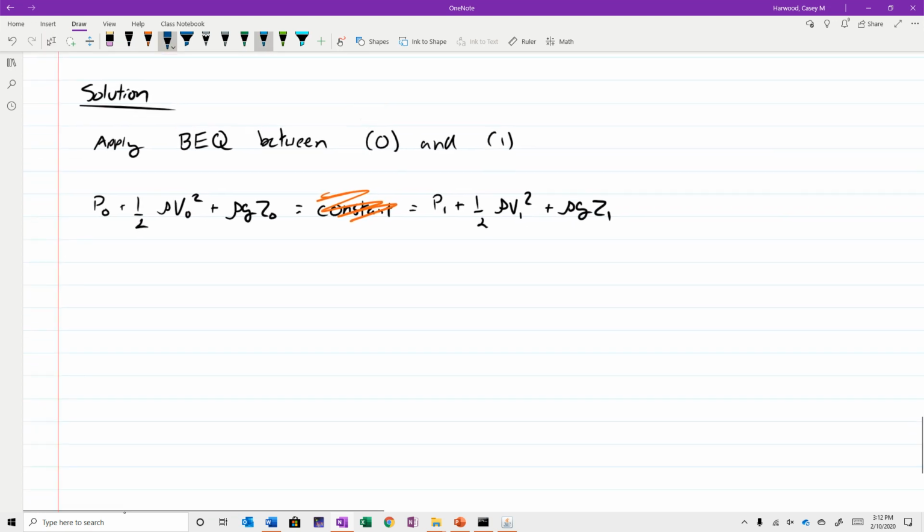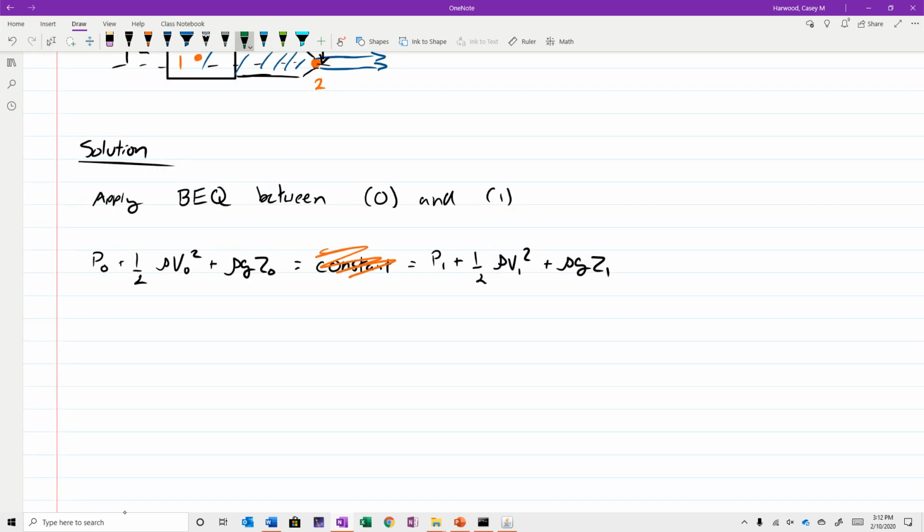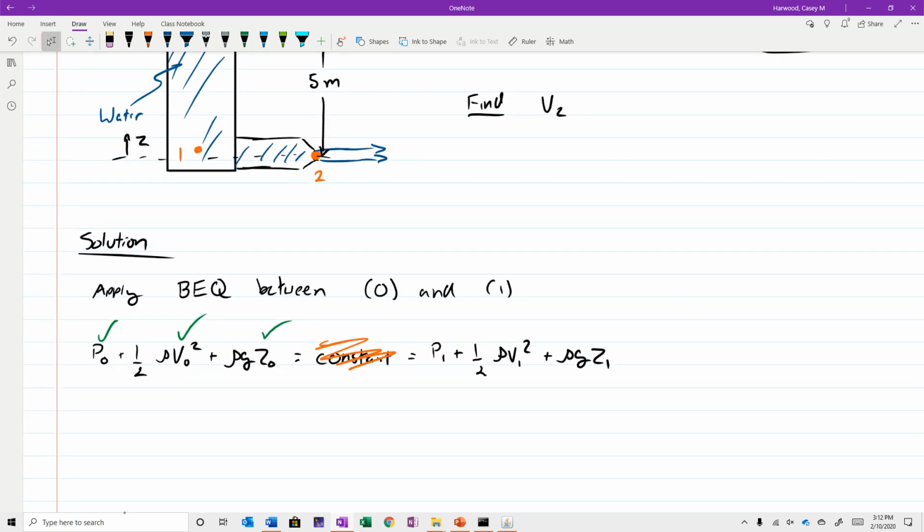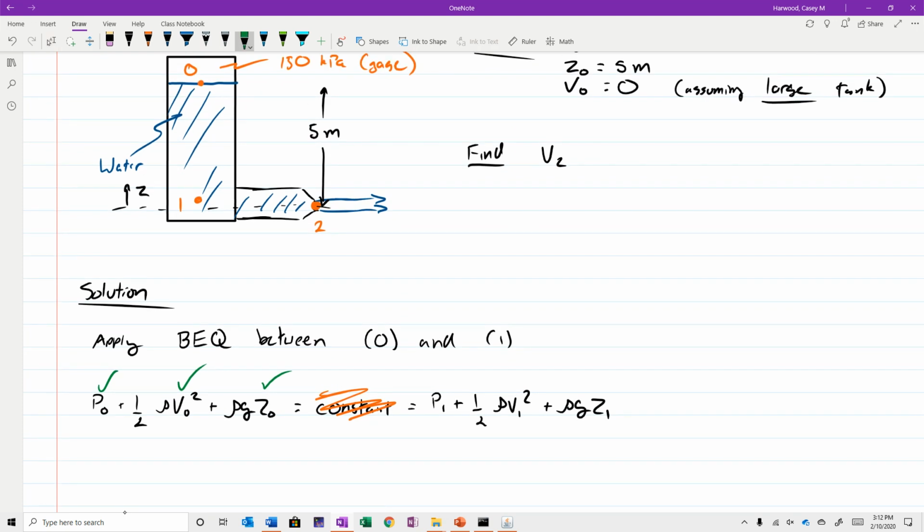So from here, we can say, all right, from our givens, right, we know what P naught is, we know what V naught is, and we know what Z naught is. At this same point, we know what Z1 is, okay, because it's just a 5-meter change in elevation. And then here, essentially because this is still in sort of the main body of the tank, right? We can assume that V1 is still 0. Okay. So we only have one unknown, and that's P1.